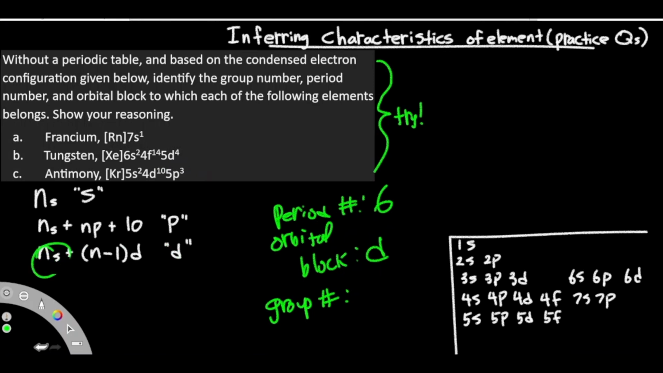ns, where n stands for the number of electrons in the s. So the s is over here, there are 2, so we're putting 2, plus n, this n represents the number of electrons in the d, minus 1, that stays constant, times d, the number of electrons in the d. There is 4. So just do 4 times 1 gives you 4, plus 2 gives you 6. The group is going to give you 6.